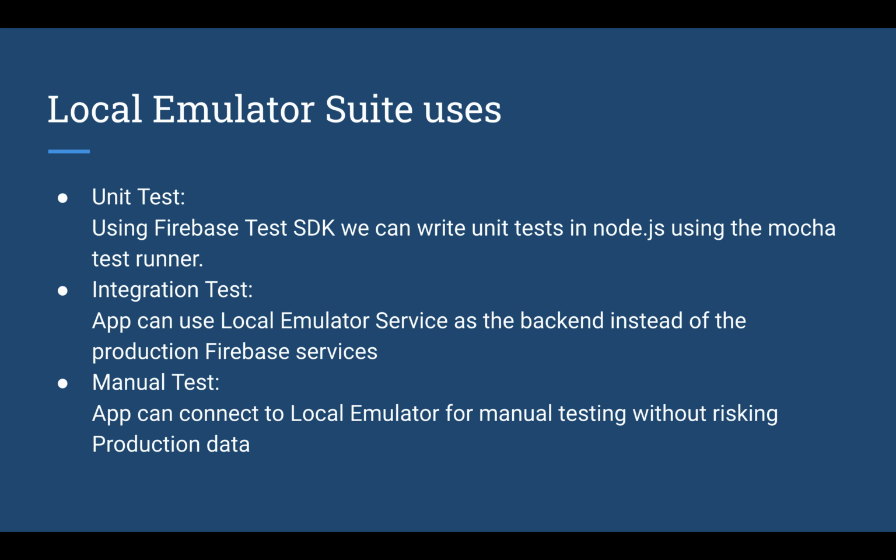Also, for integration testing, we can use the local emulator service as the backend instead of the production Firebase services, which also helps us maintain the integrity of the production data. The last one is manual testing. The app can be used to connect to the local emulator for manual testing, because while developing an app, we have to do a lot of testing to see whether things are getting done in the right way. So we can do manual testing without risking the production data.